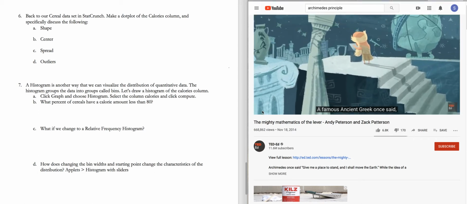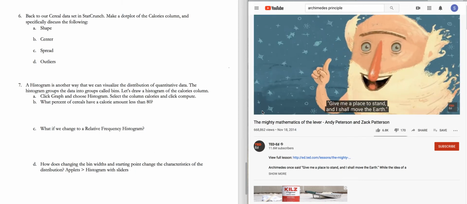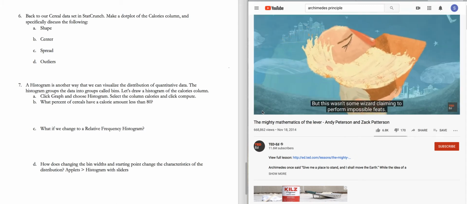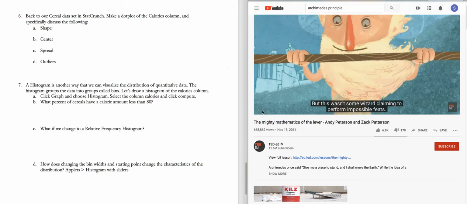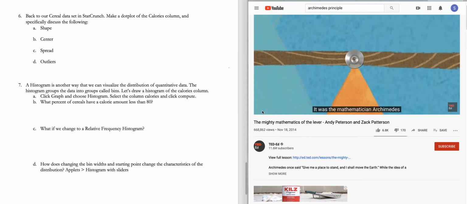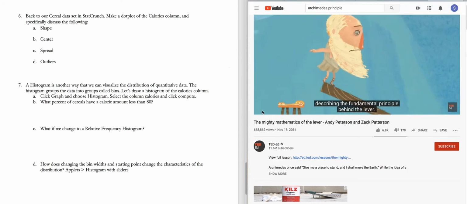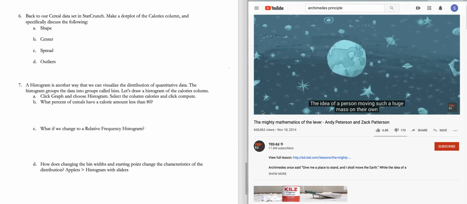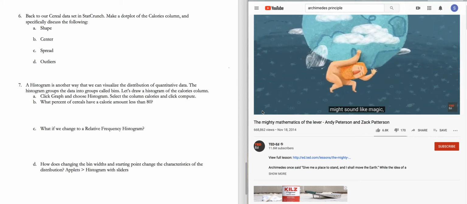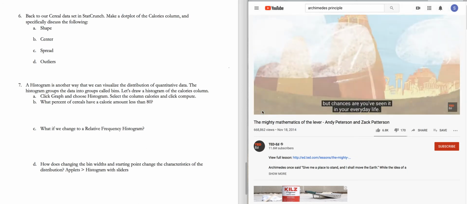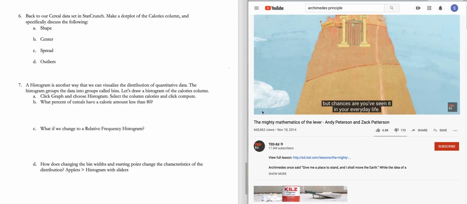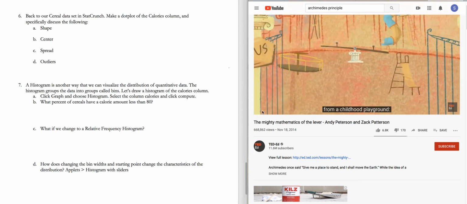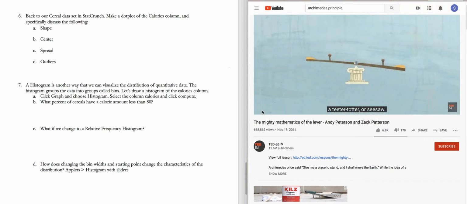A famous ancient Greek once said, "Give me a place to stand and I shall move the earth." But this wasn't some wizard claiming to perform impossible feats. It was the mathematician Archimedes describing the fundamental principle behind the lever. The idea of a person moving such a huge mass on their own might sound like magic, but chances are you've seen it in your everyday life. One of the best examples is something you might recognize from a childhood playground: a teeter-totter, or seesaw.